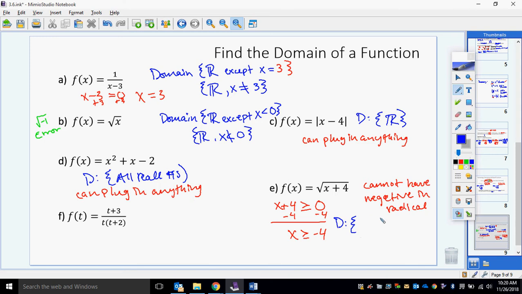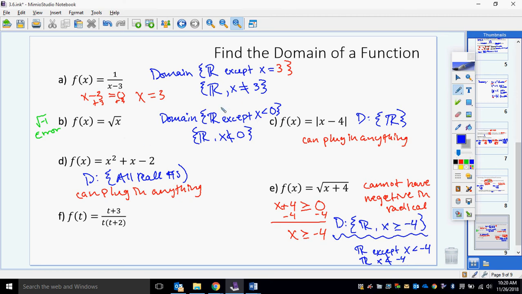Okay, it's all real numbers as long as x is greater than or equal to negative 4. Which means it's all reals except for those x's that are less than negative 4. Either one of these would work, right? All reals, x cannot be less than negative 4. I'd probably prefer this one over this one, but they're saying the same thing. It's saying x needs to be greater than negative 4, which means it can't be less than negative 4.